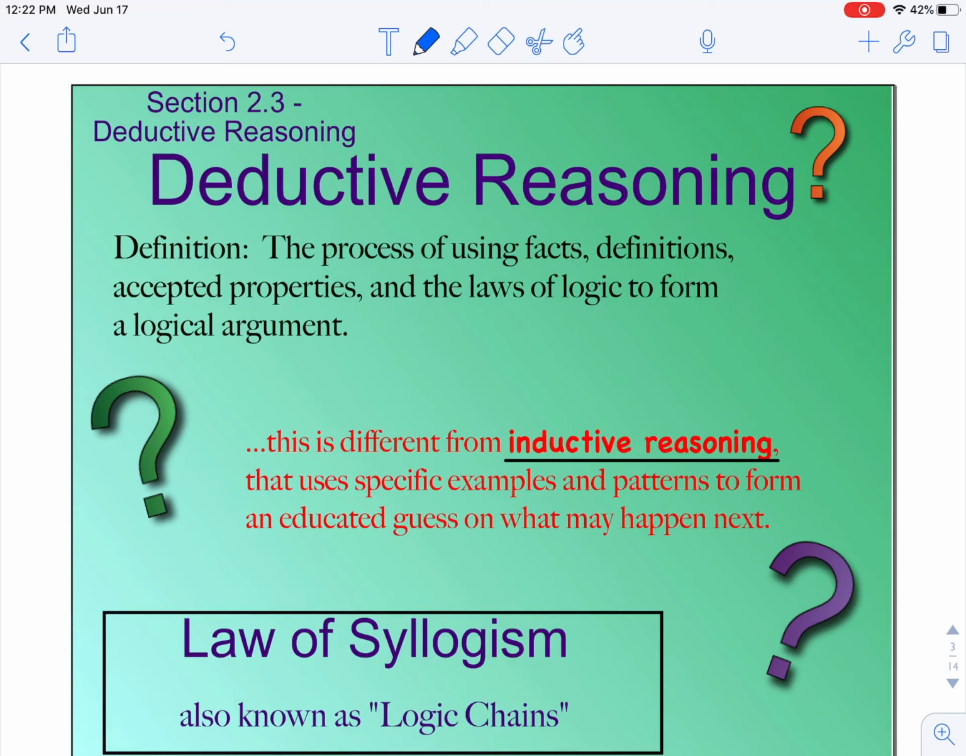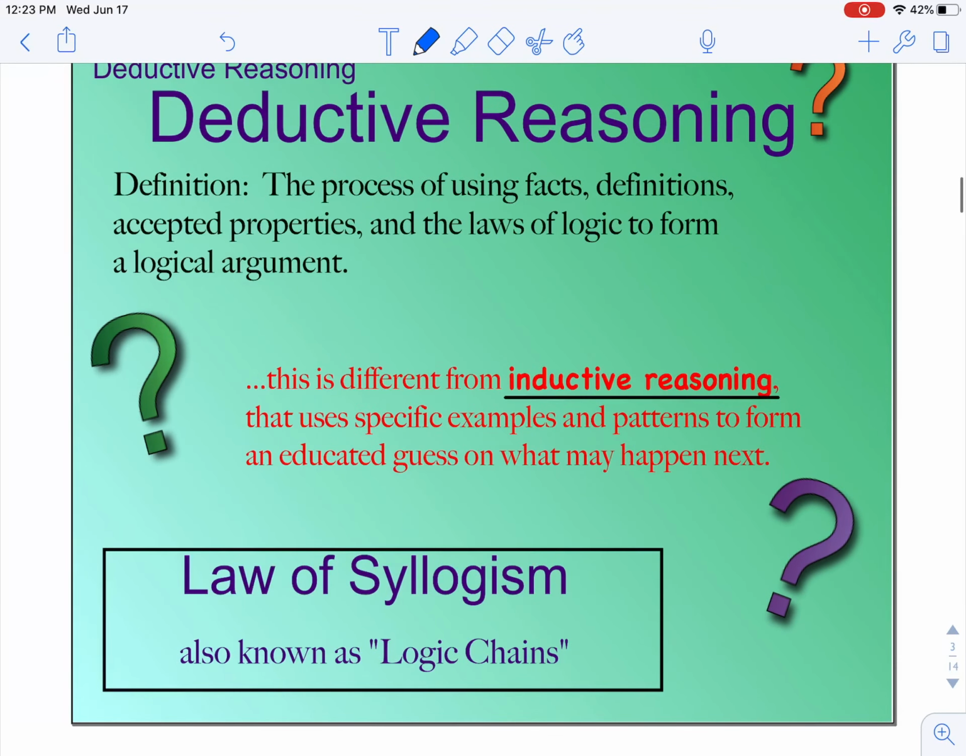Section 2.3, deductive reasoning. Deductive reasoning, by definition, is the process of using facts, definitions, accepted properties, and laws of logic to form a logical argument. This is different from inductive reasoning, which we already talked about, that uses specific examples and patterns to form an educated guess on what happens next. That educated guess we called a conjecture. So they're different. We're going to talk about these things again, and we're also going to talk about the law of syllogism.